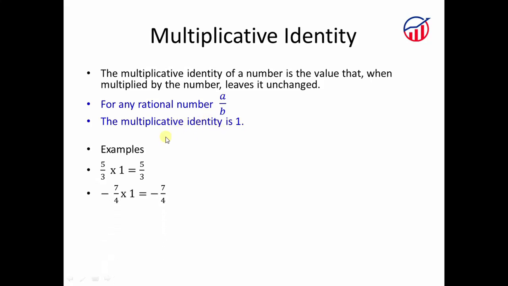Let's take another example with a negative sign over here. Negative 7 upon 4 multiplied by 1 will always give you the same number. So 1 is the multiplicative identity. Let's take another example. 9 upon 2 into 1 is 9 upon 2, or for that matter, negative 11 upon 6 multiplied by 1 is negative 11 upon 6. So you see in all four cases, when you multiply it by 1, the answer does not change, irrespective of whether it's positive or negative. Hence the multiplicative identity is 1.